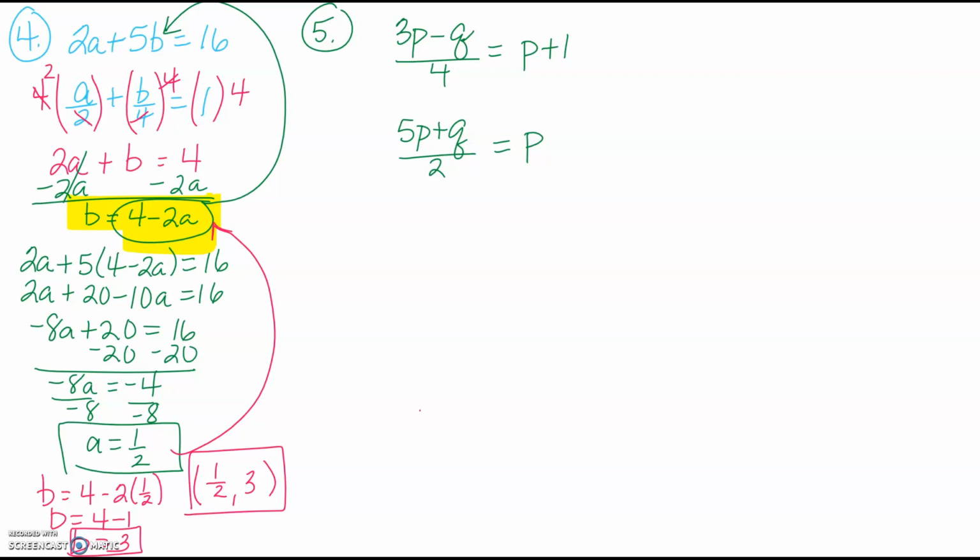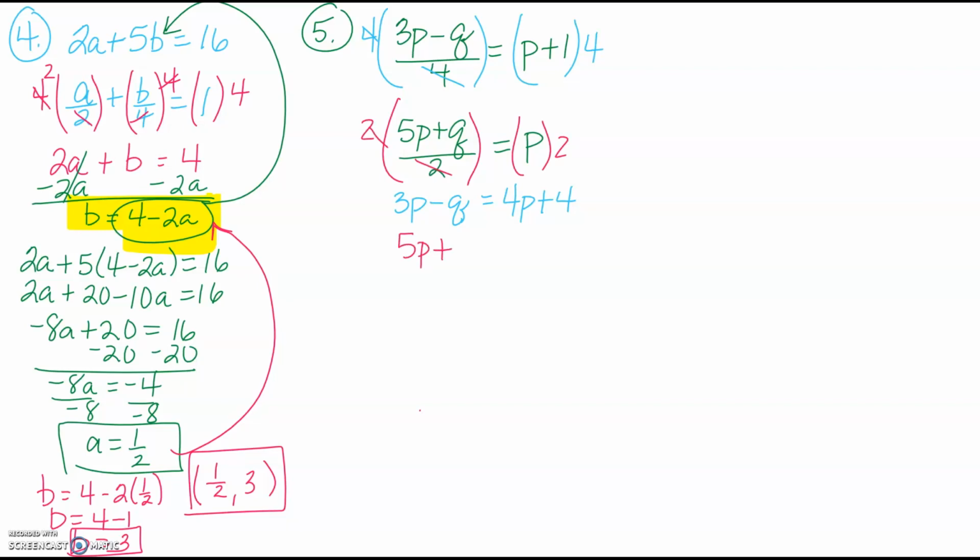Okay, so the first thing that I think we should do is again clear the fractions. So in the first one, to clear the fraction, we're going to multiply each side by 4. When I do that, the 4 is going to go away, and I'm going to get 3p minus q equals 4p plus 4. So that's this new equation. In the second one, I'm going to multiply by 2. The 2's go away, and I get 5p plus q equals 2p.